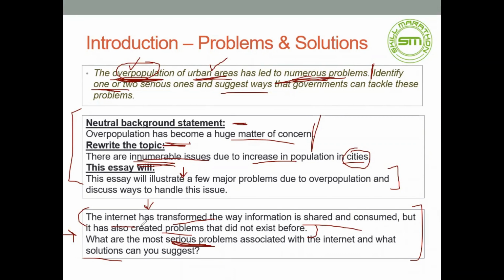Okay, Vinod, I like your introduction. However, there is no general statement present. So just write one sentence about internet, just one sentence, and then you write whatever you've written. It's very nice.